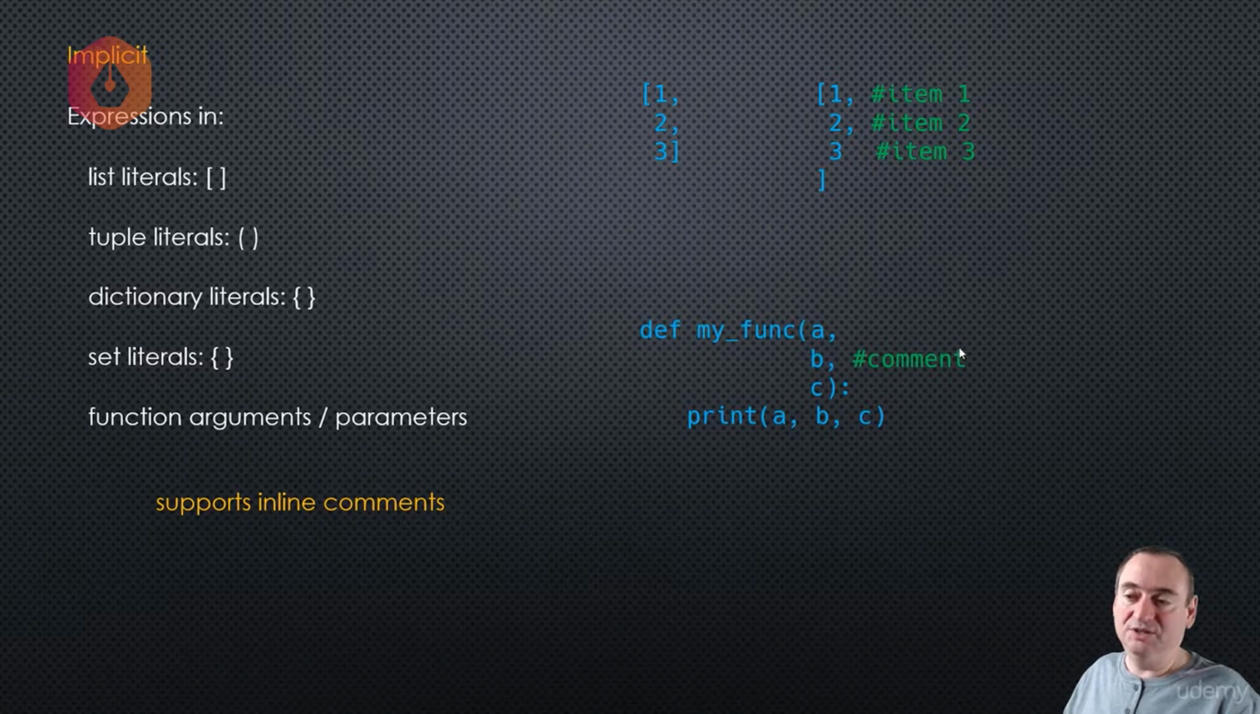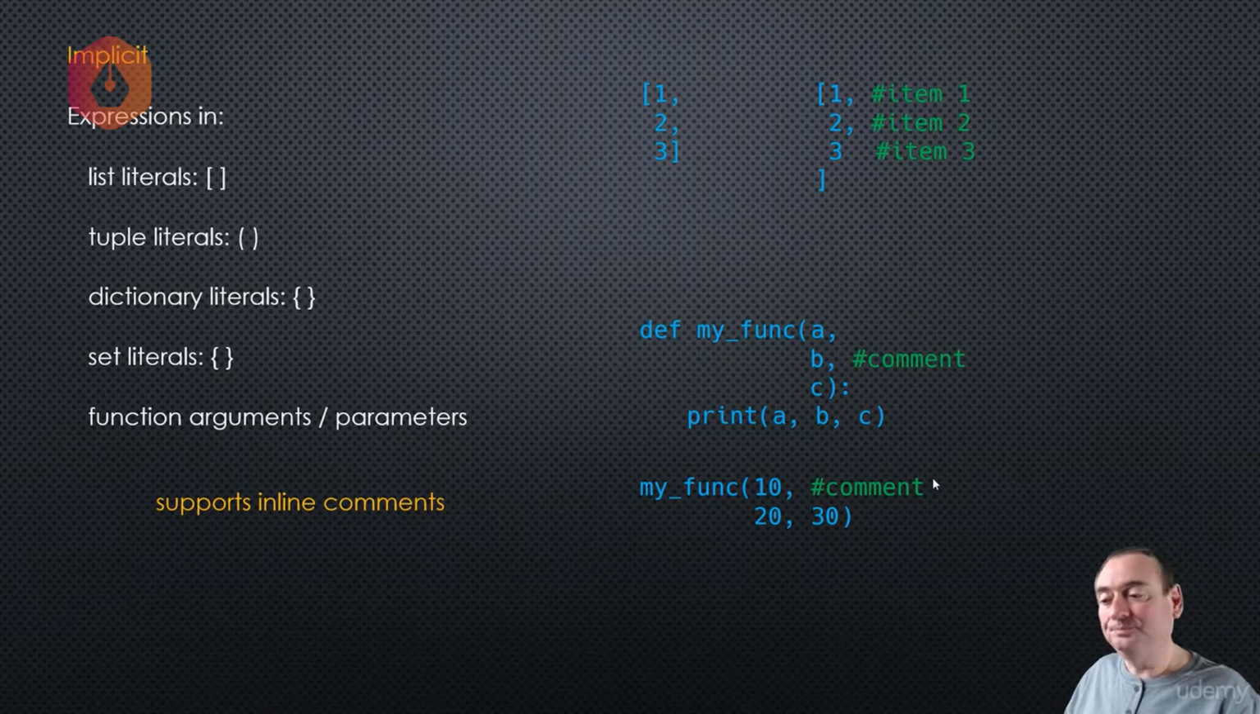Same thing with functions. You don't have to write all your parameters over a single line. You may write it over multiple lines, and again, it's for readability. You can even comment certain parameters if you want. And then when you call the function, you can do the same thing. You can break up your arguments over multiple lines. You can even insert comments before you do your new line character.